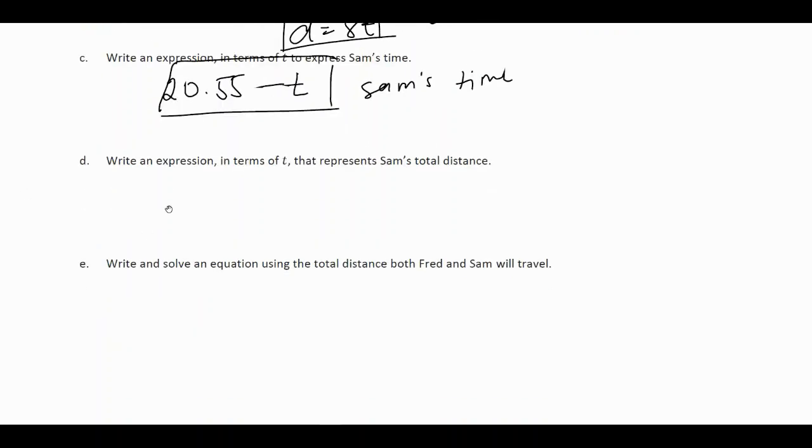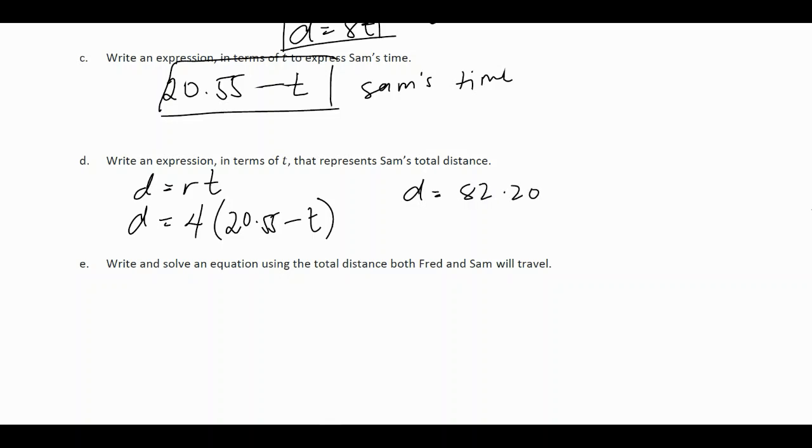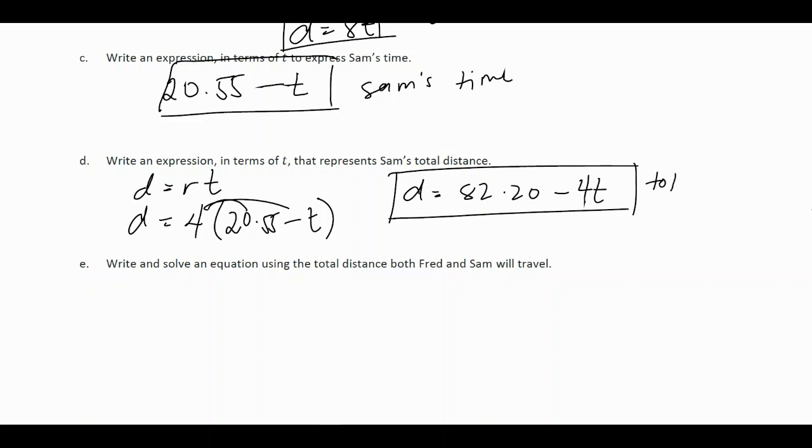Write an expression in terms of t that represents Sam's total distance. Again, distance is equal to the rate times the time, wherein the rate of Sam is 4 times (20.55 minus t), that is time. So we can represent that as 20.55 times 4, which will be 82.2, or 20 minus 4 times t is 4t. All right, this is Sam's total distance.